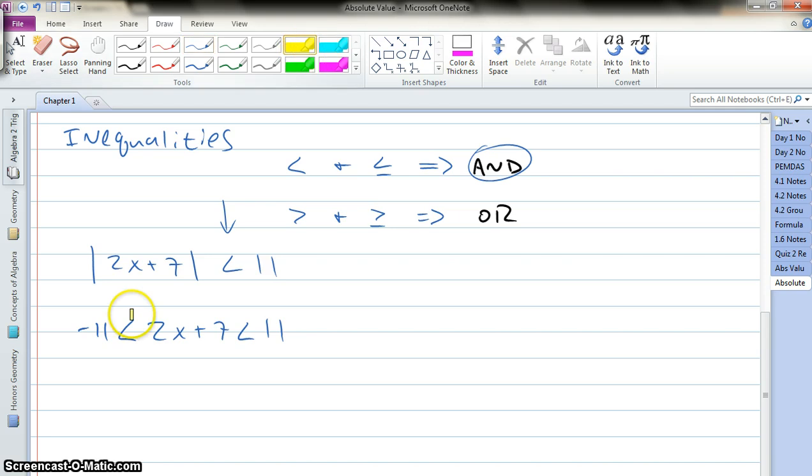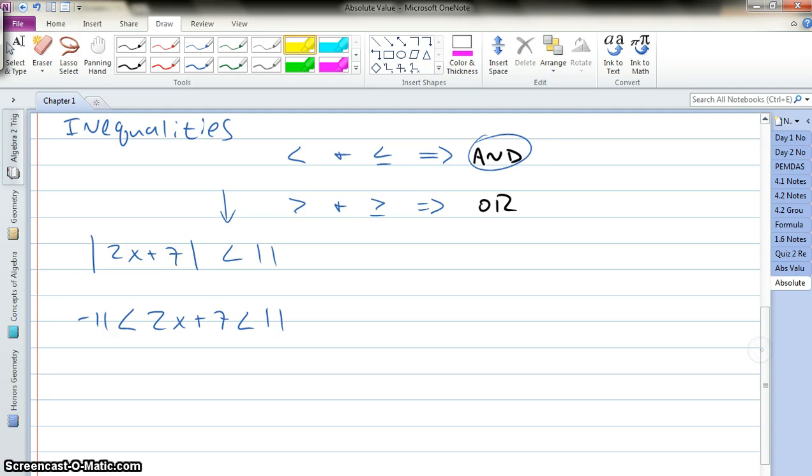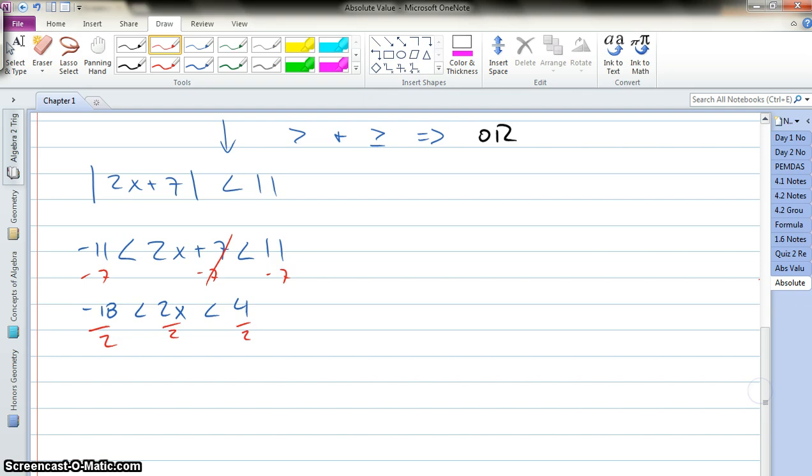A common theme that we've recognized with our "and" problems is that the inequality sign should always be pointing the same way. If for some reason they're not, that value is not going to fall between those. Then we solve just as we did in the other night's lesson. Subtract 7 from all three sides. So negative 18 is less than 2x, which is less than 4. Then divide everything by 2 to get negative 9 is less than x, which is less than 2.